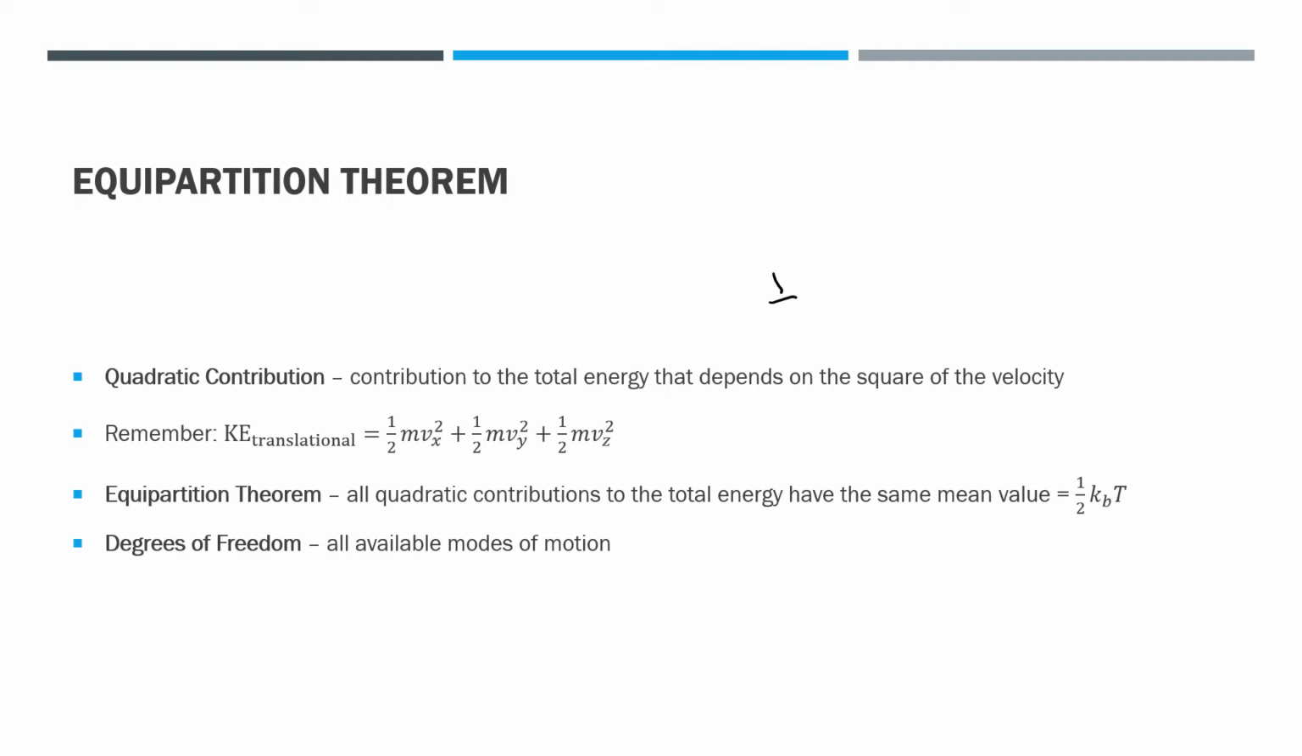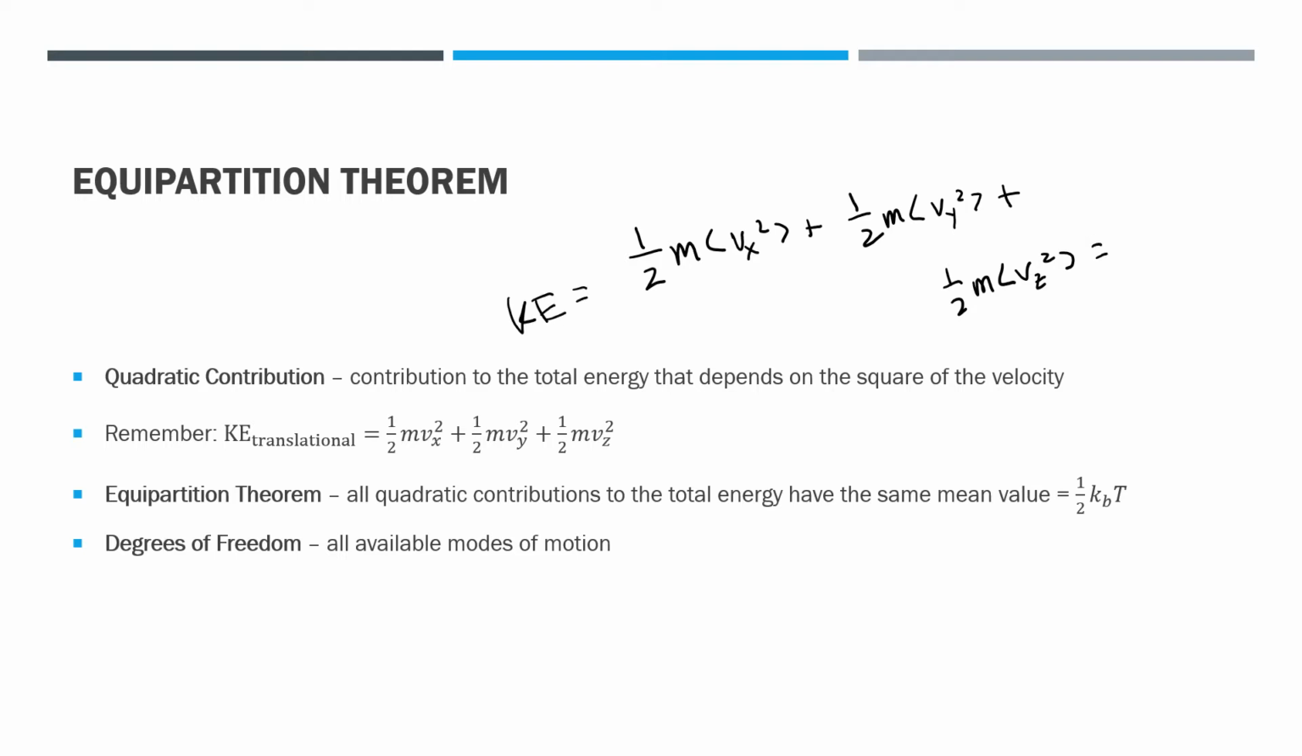So if I rewrite what I wrote on the previous slide, remember we had half m vx squared plus half m vy squared, and finally a half m vz squared. Right, this was our total kinetic energy formula, and we know that this also equaled 3 halves kBT, and I'm going to write it actually as 3 times half kBT, right? But each of these components were equal because these averages were equal. So that means each of these components must give half kBT, right?